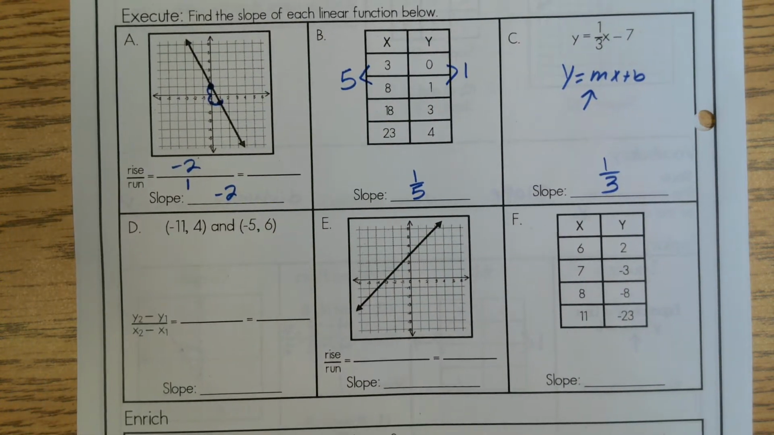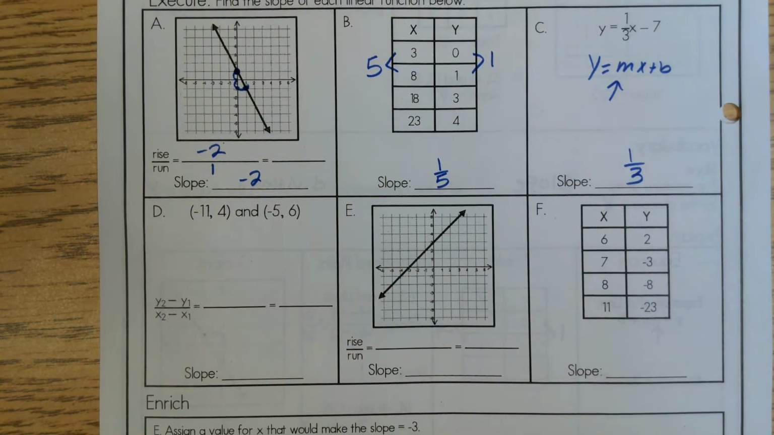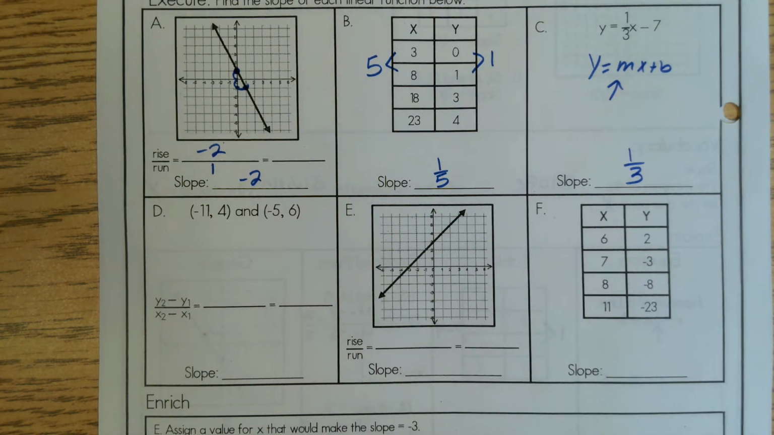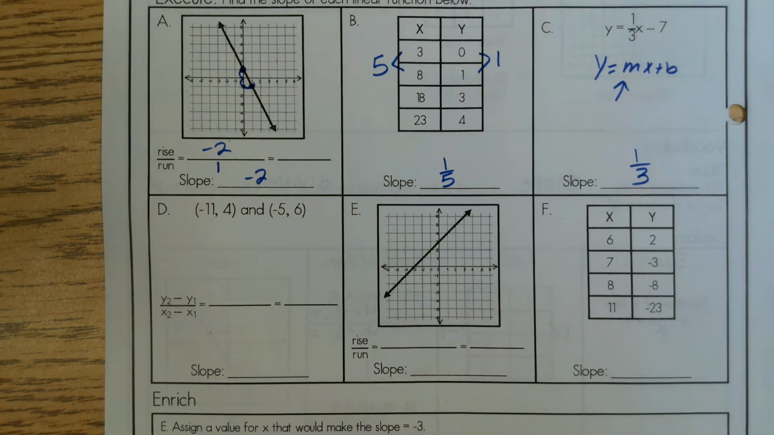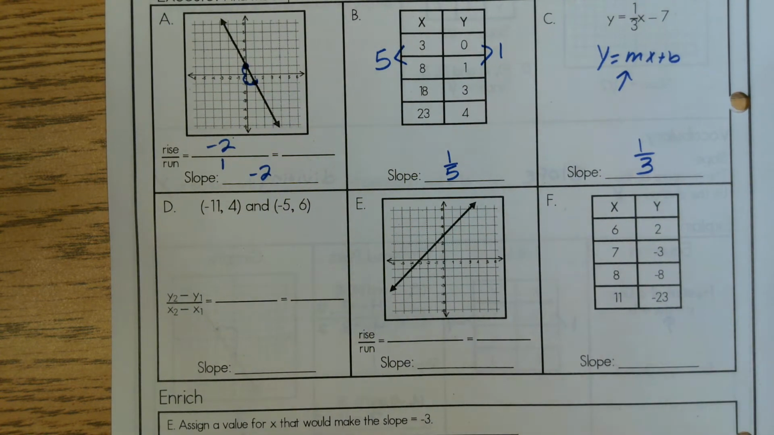Who wants to do the next one? Someone that hasn't gone yet. Time to step up. Charles, love it. So we have for D here, y2 minus y1 over x2 minus x1. What do we do first?